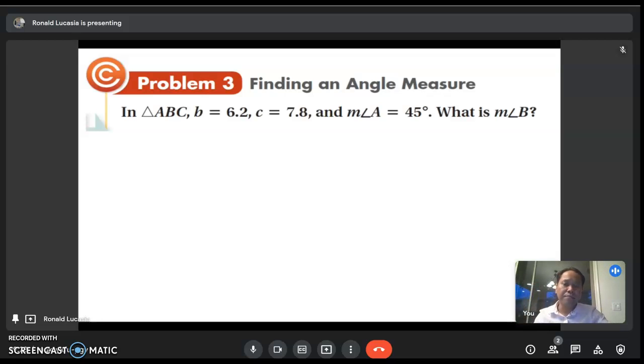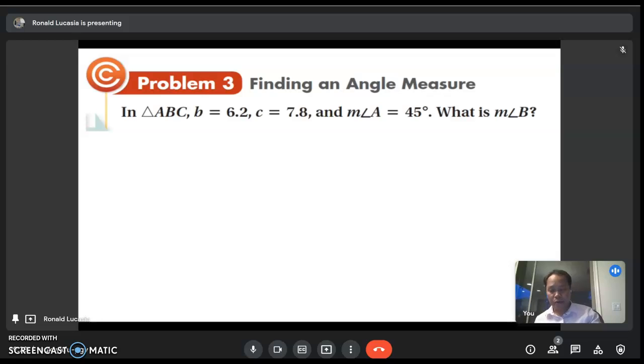So the last example is finding an angle measure. In triangle ABC, side B is 6.2, side C is 7.8, and the measure of angle A is 45 degrees. What is the measure of angle B? So this time, there is no illustration given. That's going to be the first step that you are going to do.